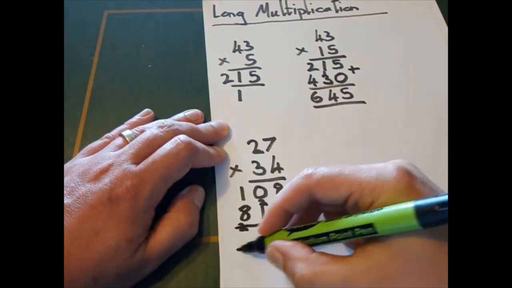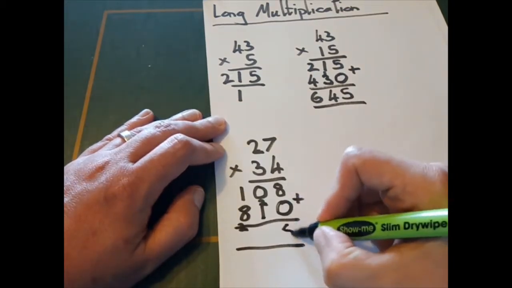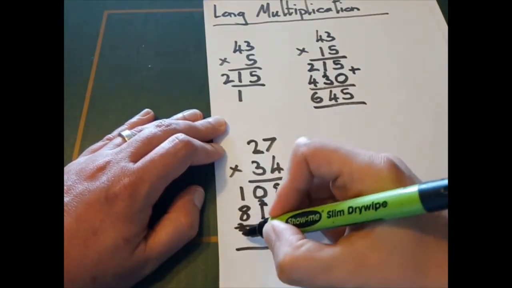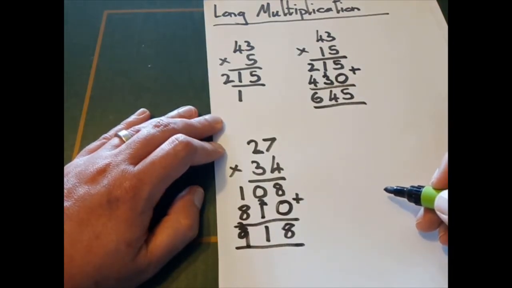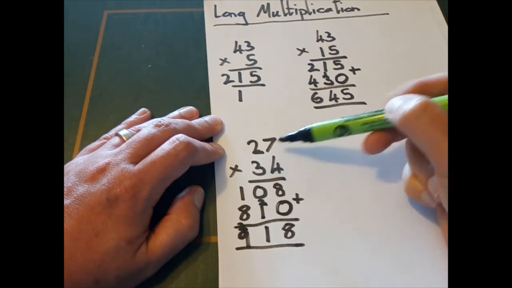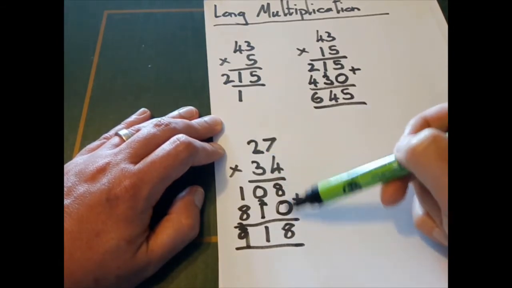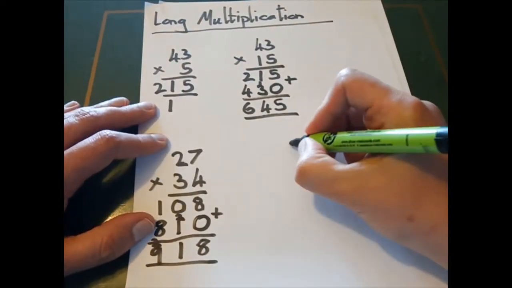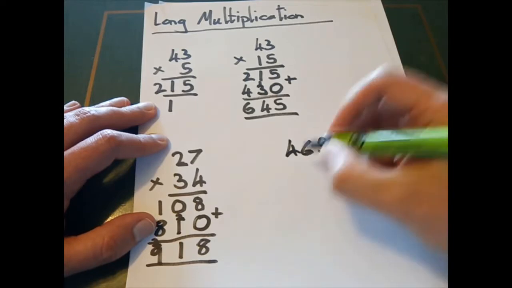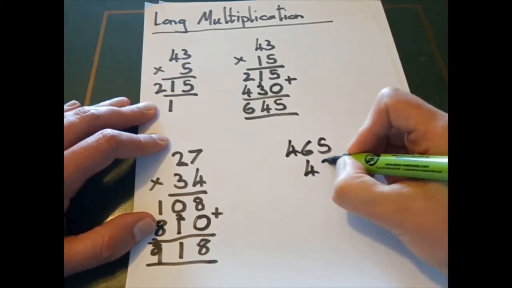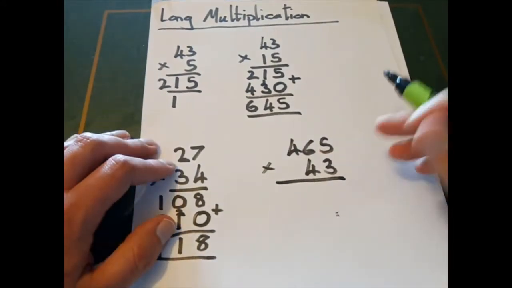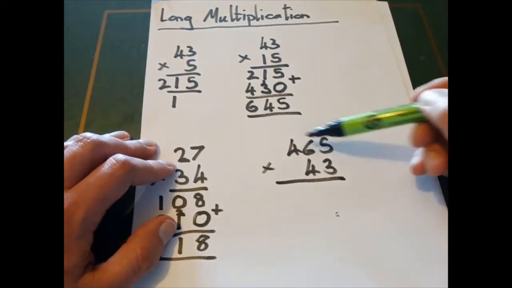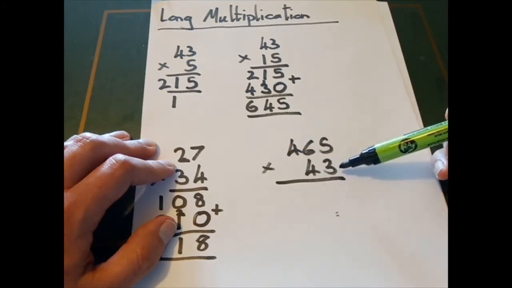What do we do with our final numbers? We total them up, of course, giving us 8, 1, and 9. A final answer of 918. So every number on the bottom is multiplied by every number on the top and totaled at the end. Let's put some 3-digit numbers in. Ooh, a bonus mark. 465 multiplied by 43.